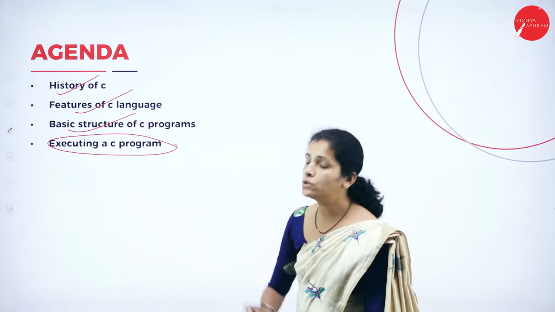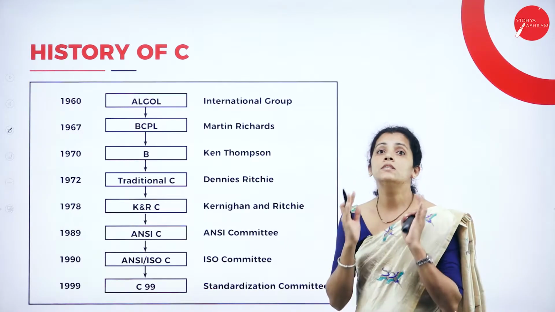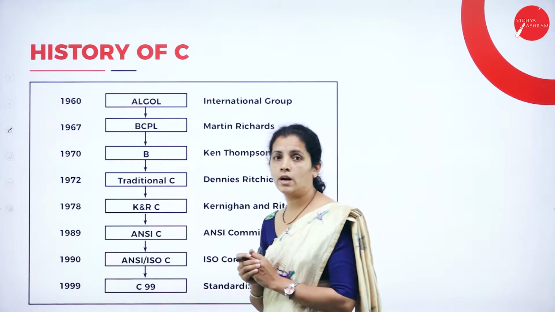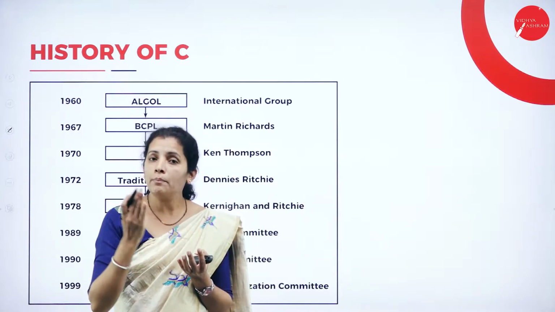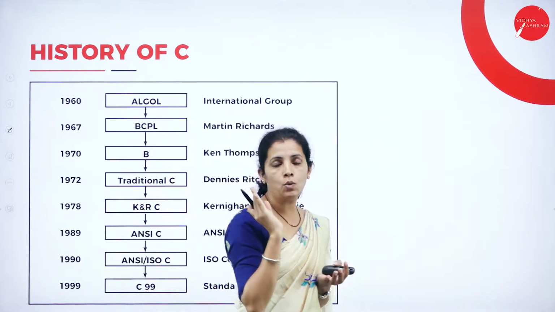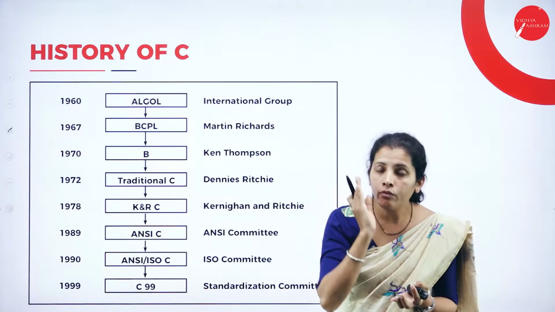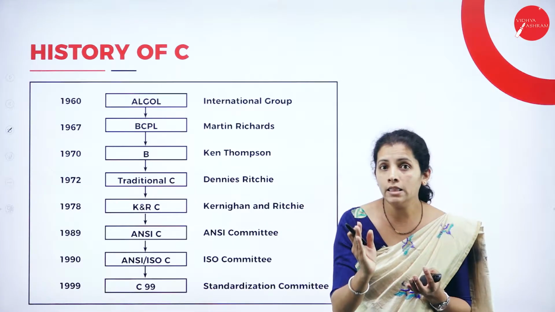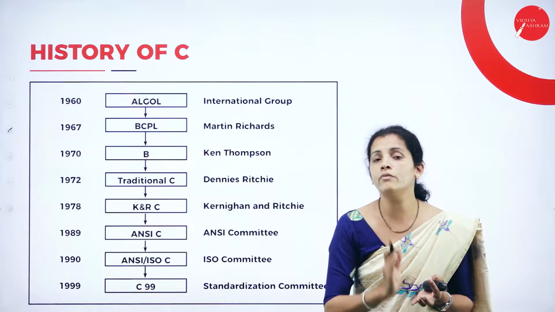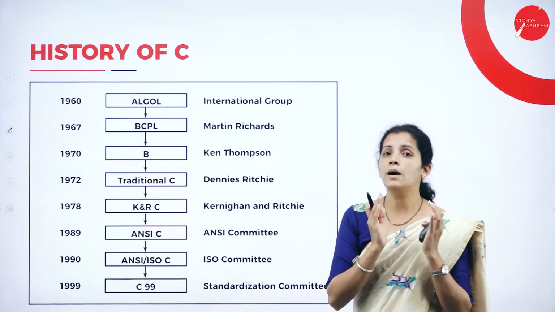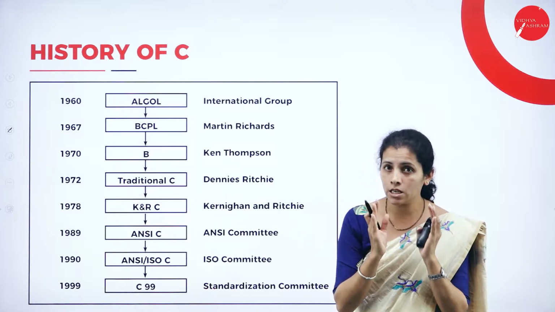Now, before starting the history of C, let me give some introduction about C programming. So what is this program? Like human beings, computers are able to understand only machine level language, and whatever work I want done by the computer system must be provided in the form of instructions. That means computers are able to accept only instructions.